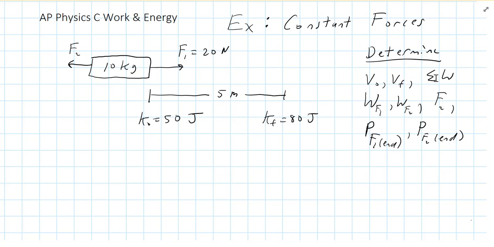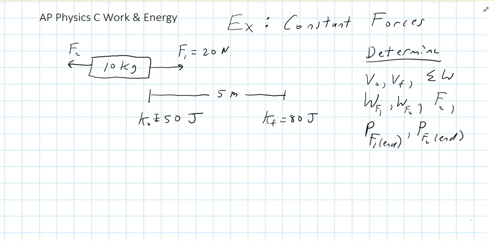V naught, V final, net work done, work done by F1, work done by F2, the force F2, like what is it, the power that F1 is delivering to the block at the end of the motion, and the power that F2 is delivering to the block at the end of the motion. Again, if you need a moment to copy all that down, please pause the video and do that now.